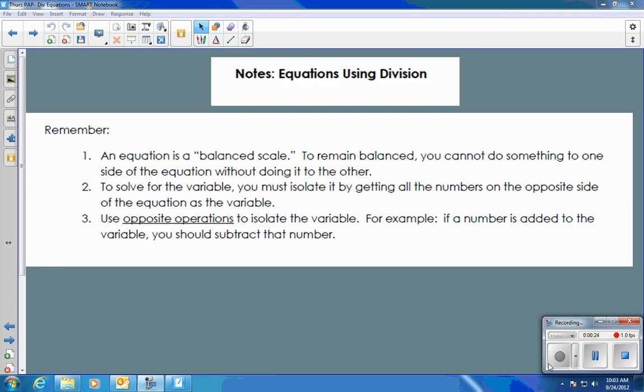You're going to use opposite or inverse operations to isolate the variable. For example, if a number is added to the variable, you should subtract that number.